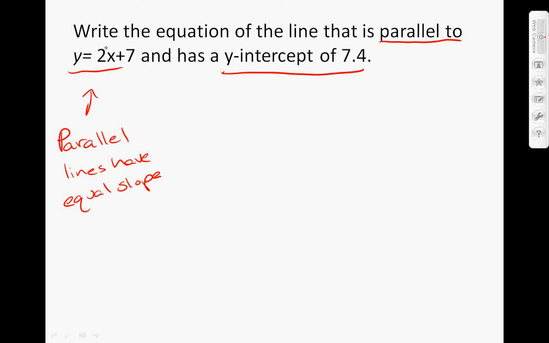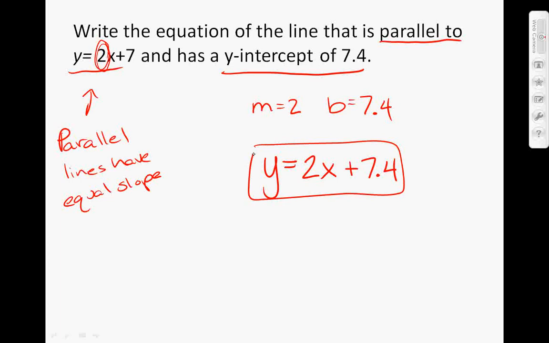And since this is already written in slope-intercept form, I can very easily tell that the slope of my new line is also 2. So slope is 2, y-intercept is 7.4, so I'll just plug this right in. Y equals 2 times x plus 7.4. And then you're done. That's writing the equation in slope-intercept form.